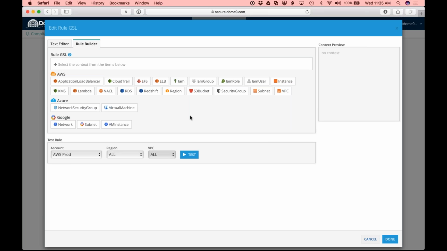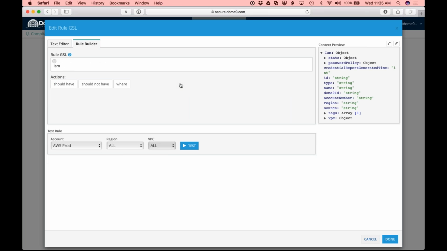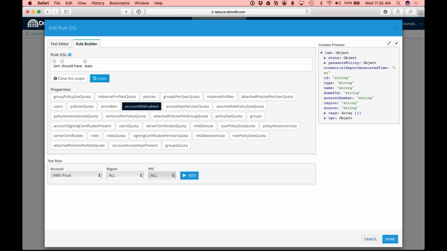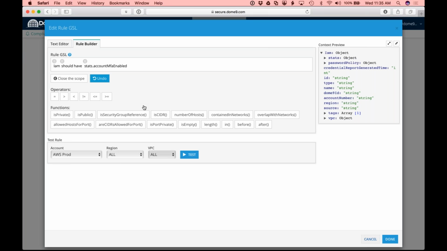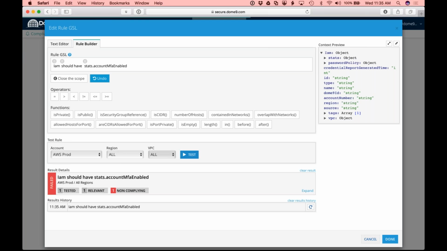Let's say I was interested in measuring whether my users, we'll pick AWS in this case, have MFA turned on, or maybe even more comprehensive, effective. My identity and access management policy should have MFA enabled. So from an account-wide perspective, I should have mandatory MFA enabled. It's that easy to write a rule, and as you can see, we'll list each property and then each condition under each property that's possible as you build the rule using the Dome9 Rule Builder.